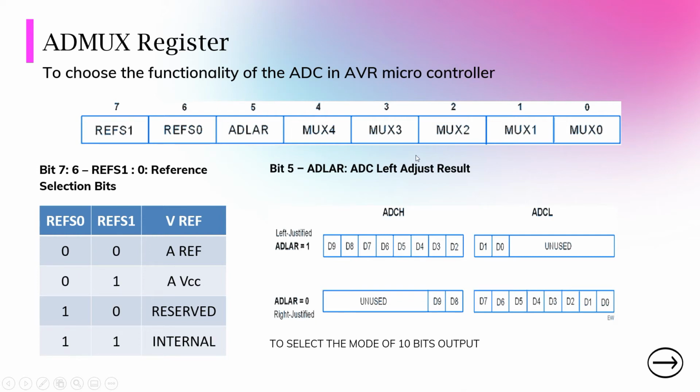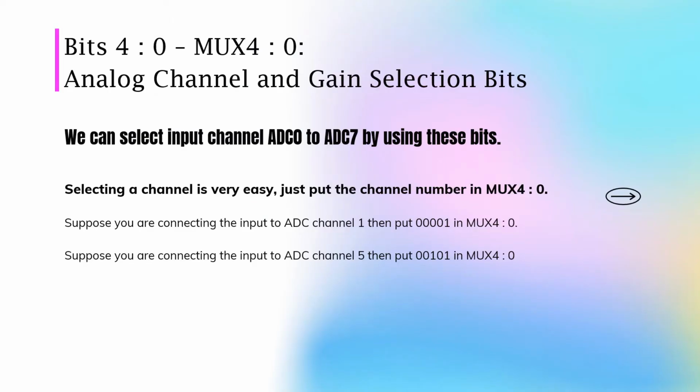And the rest is the ADMUX bits. So bit 4 to bit 0, those 5 are the ADMUX selection bits, which are used to select the channel which needs to be read at that moment. Selecting a channel is very easy, just put the channel number in the mux bits. So if you need to read the data from channel 1, you can directly put 00001, which is given here, or else you can select some other pin which needs to be read.